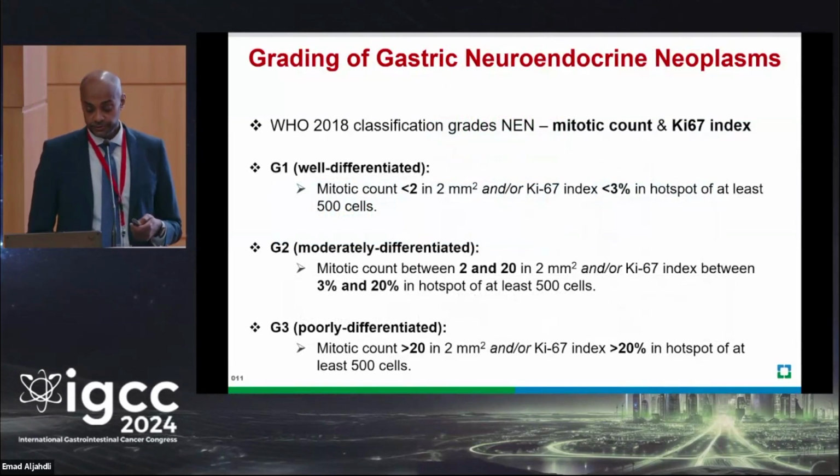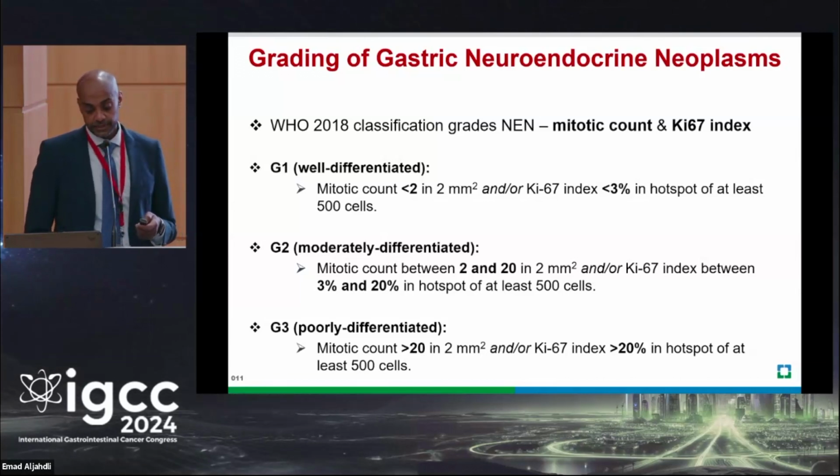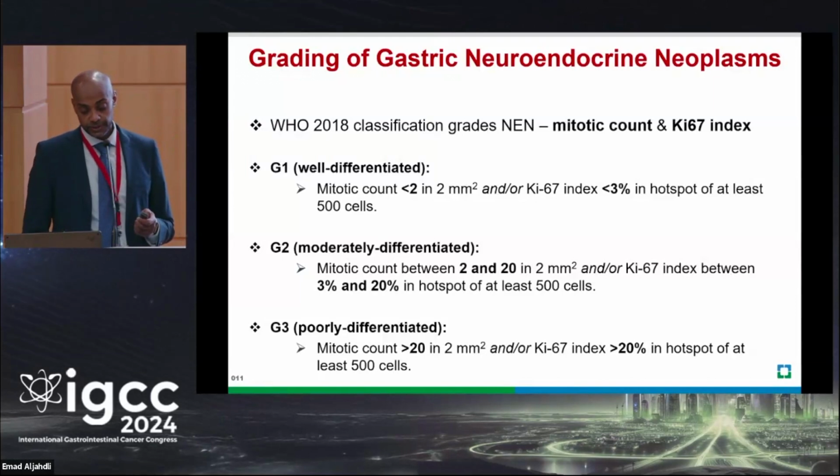Grade 2 is moderately differentiated, and the mitotic count is between 2 to 20. And sometimes we subclassify that into low grade, where it's 2 to 10, or high grade from 10 and above, but the cutoff has not been well established. And a Ki-67 of 3 to 20%. Grade 3 is poorly differentiated, where the mitotic count is greater than 20, with a Ki-67 of more than 20%.